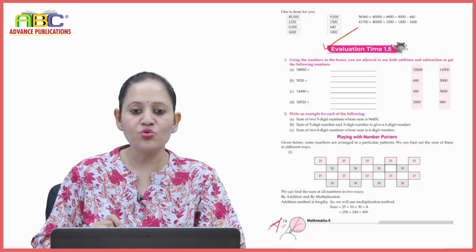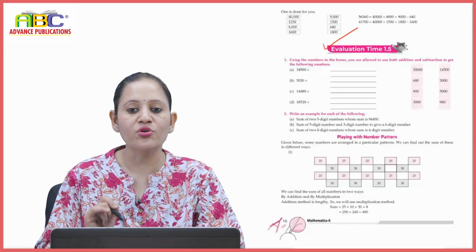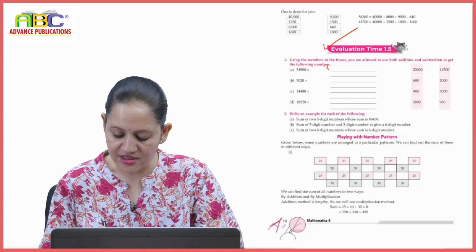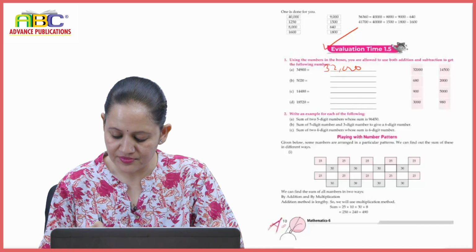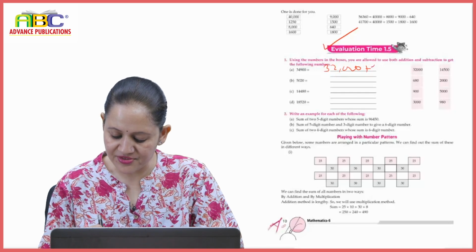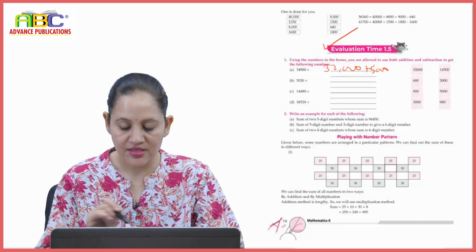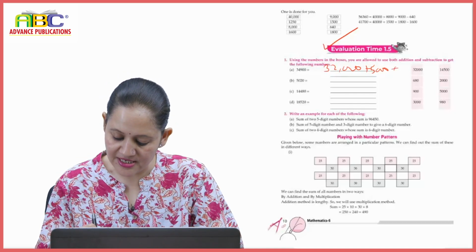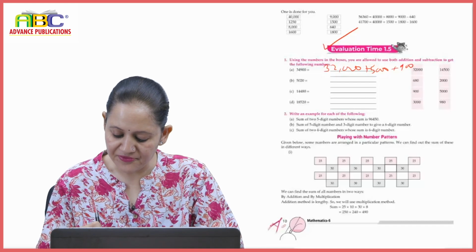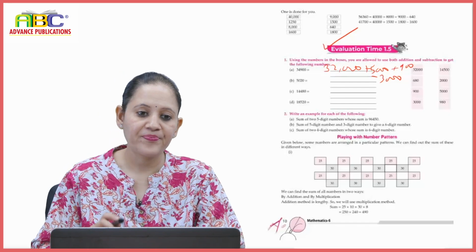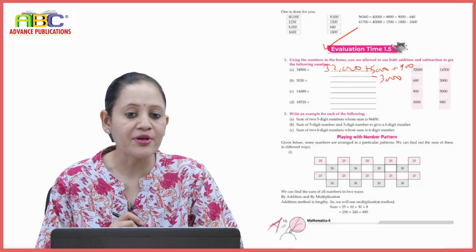34,900. So you have to use these numbers. You have to get 34,900. So take 32,000 plus 5,000, total 37,000 plus 900. From that, if we subtract 3,000, we will get 34,900. Clear? Next, write an example of each of the following.